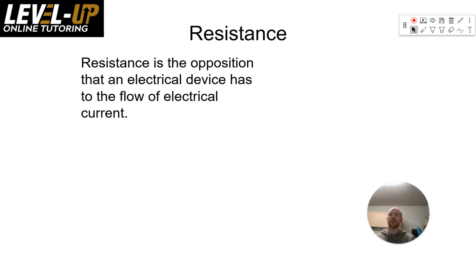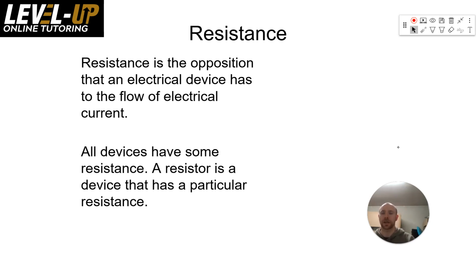So finally, resistance. Here's your definition. Resistance is the opposition that an electrical device has to the flow of electrical current. All devices, whatever they are, have some resistance. Some devices have less resistance. Even a wire has some resistance. And in the case of a wire, you're trying to reduce that resistance, because resistance also means that it's going to lose energy.